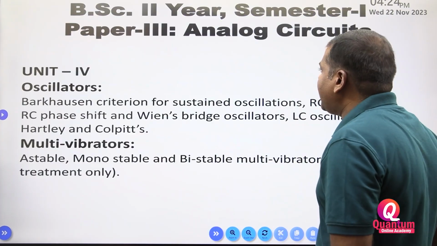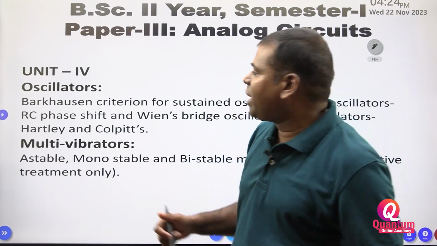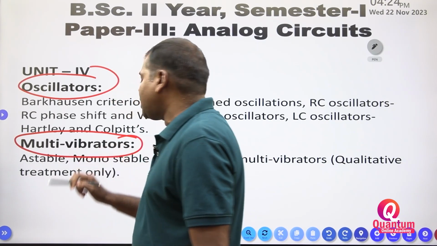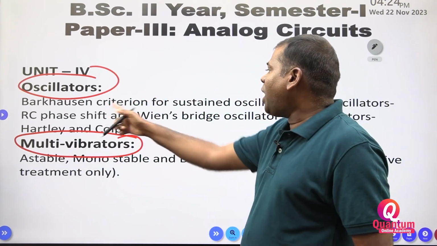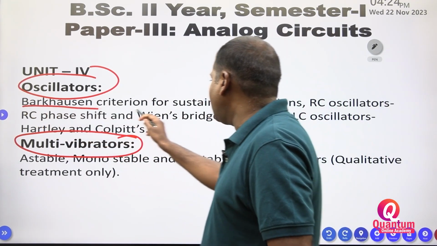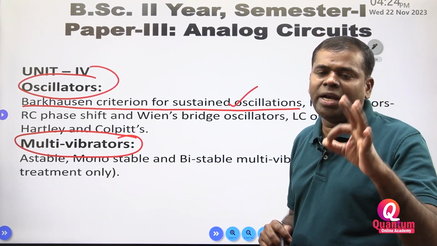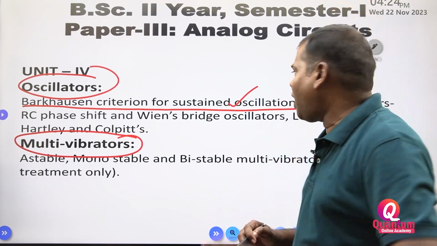So now you have to take the 4th unit. The 4th unit also has 2 parts. One is the oscillator part. Another one is the multi-vibrator part. In the oscillator part, what is there? Once you have to see Barkhausen criteria for sustained oscillation. So which one is it? Barkhausen criteria for sustained oscillation. This is very important. A compulsory question will come in the question paper, whether it may be short or long.